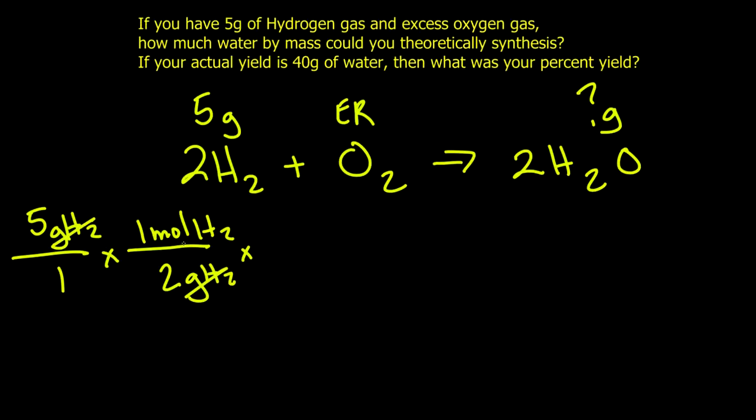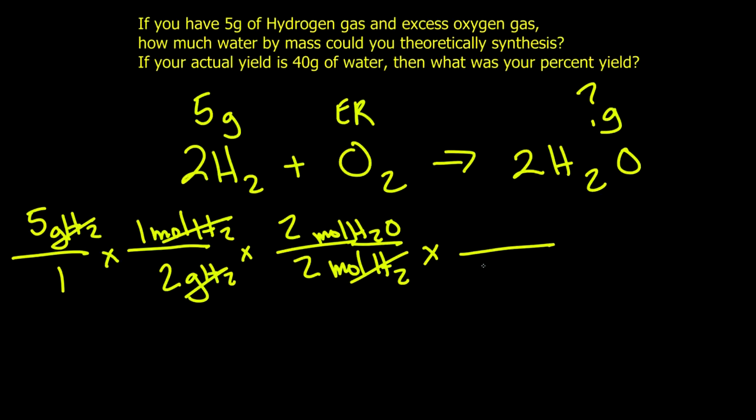Now I need to change moles of H2 to moles of H2O. So moles of H2O go on top. Moles of H2 go on bottom. To get the values here, I use my balanced equation. It's a 2 to 2 ratio, so there's 2 hydrogens for every 2 water. That cancels out my moles of H2. Once I get to this point, I've got to change moles of H2O to grams of H2O. So 1 mole of H2O is equal to 18 grams of H2O. And that will cancel out my moles, leaving me with grams of H2O. So that should be my stopping point.